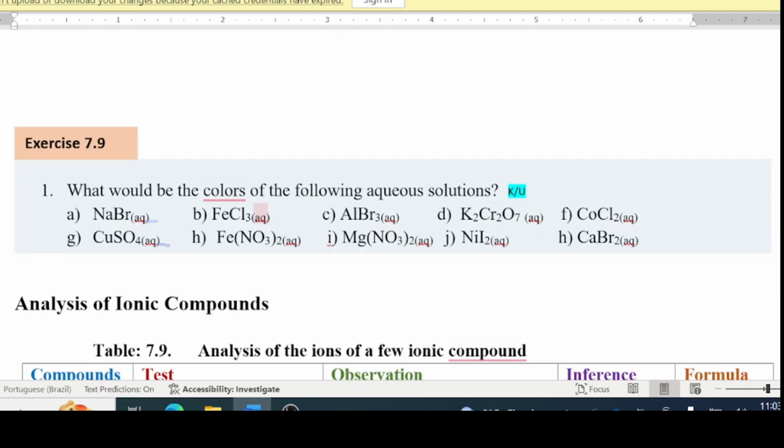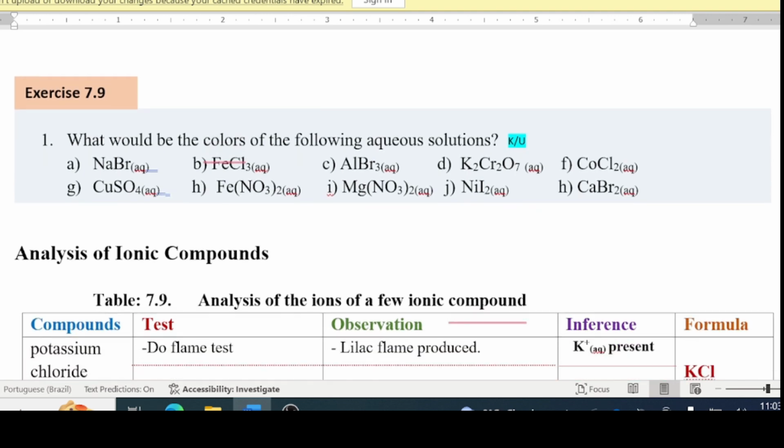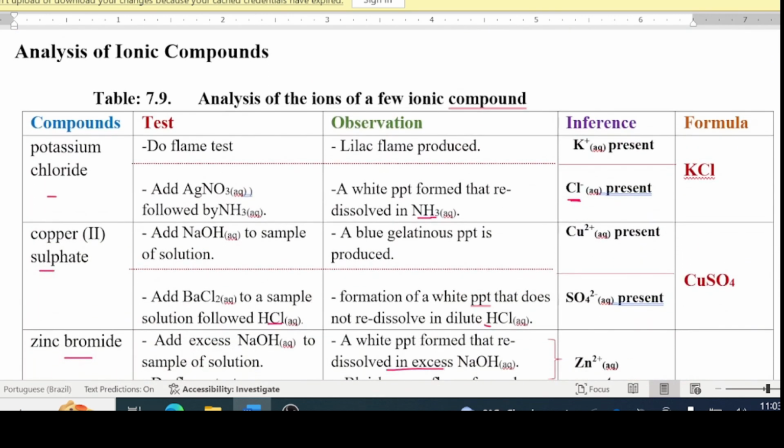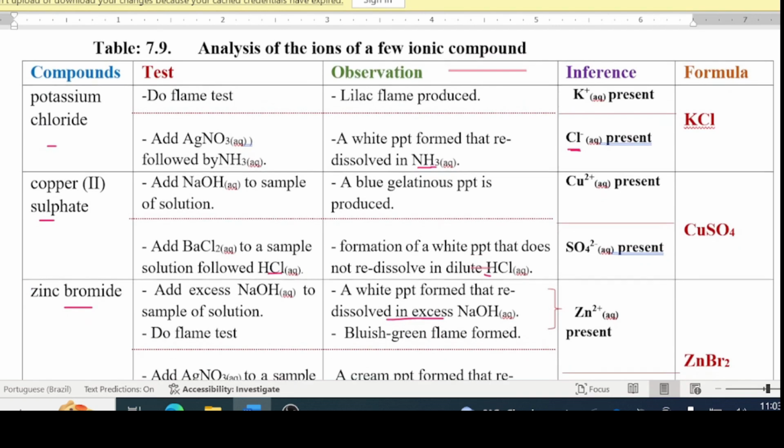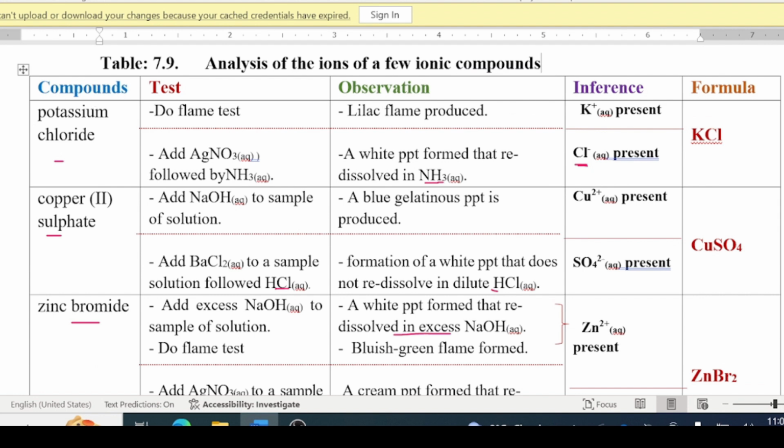And these are some questions here for you to do. You ought to see which of these are colored compounds, which are not. You identify the transitional elements there, and these will have colored compounds. Those will be colored. Now you're going to do analysis of a few ionic compounds.